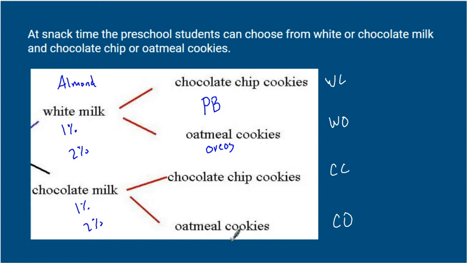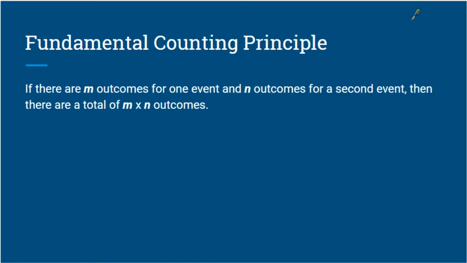So that's where our third method comes into play, the fundamental counting principle. All right, and the fundamental counting principle just says if I have a certain number of choices for one event and then a certain number of choices for a second event, then I can multiply those two numbers together to get the total number of outcomes.